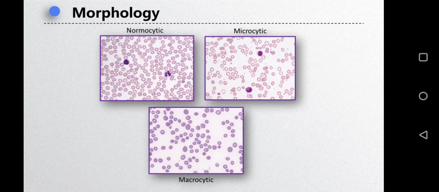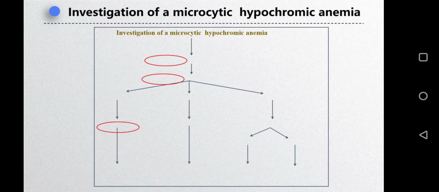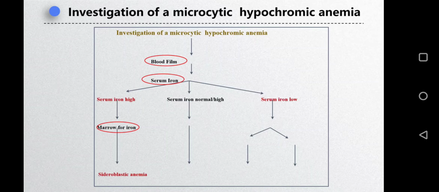Blood film of microcytic, normocytic, and macrocytic anemia. Macrocytic cells are bigger than normocytic, and microcytic cells are smaller. The investigation of a microcytic hypochromic anemia: the decision comes from the blood film, then the serum iron, and we decide whether we need to do a bone marrow aspirate.